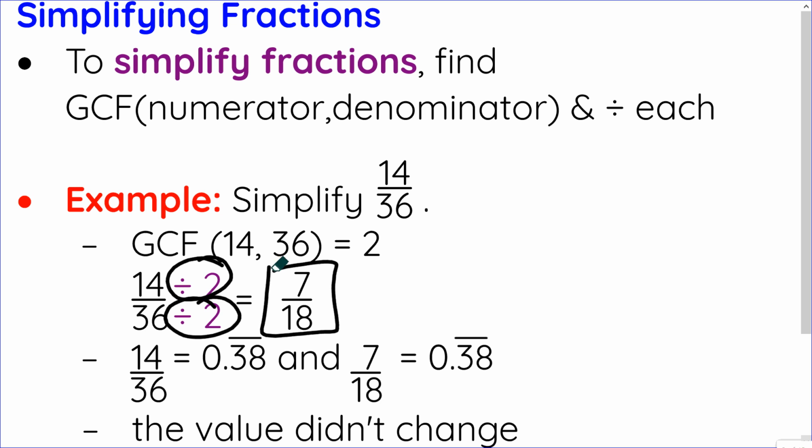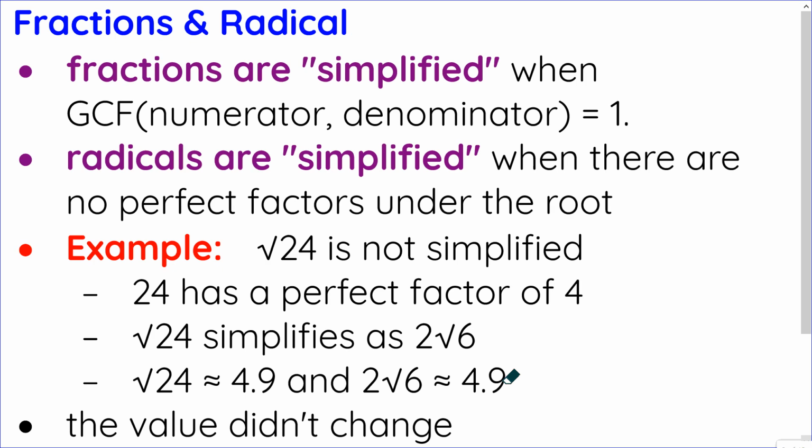lowest terms. Now, 14 out of 36 and 7 out of 18 look different, but when I punch them into the calculator, they both have a value of 0.38 repeating. So simplifying a fraction doesn't change the value, it just looks different. So when I simplify fractions, I know that they are fully simplified when the greatest common factor of the numerator and denominator is 1. Radicals, however, are simplified when there's no more perfect factors under the root.